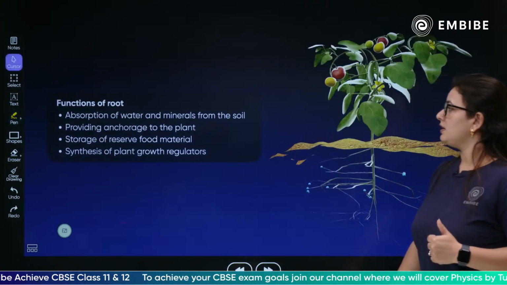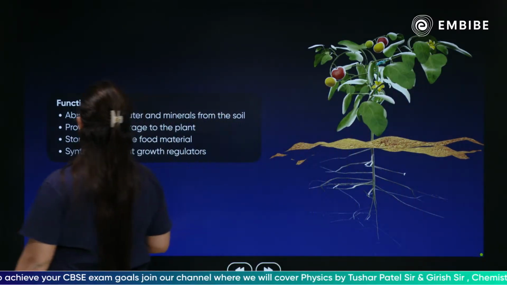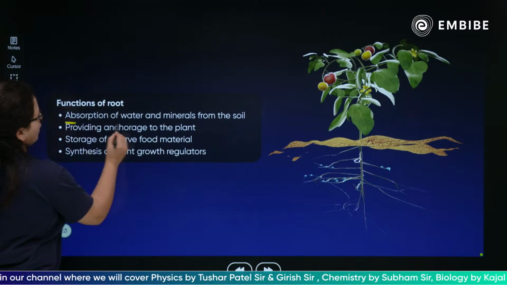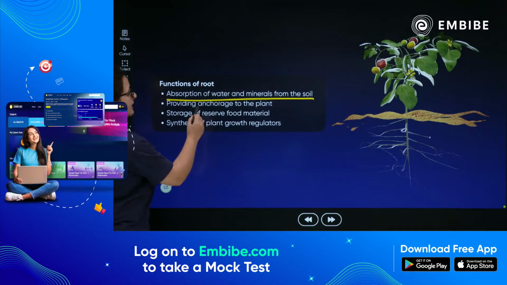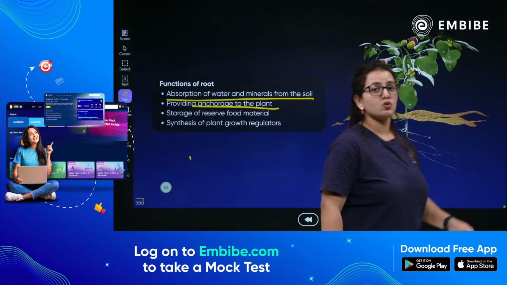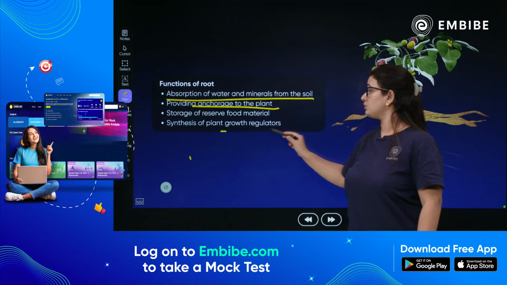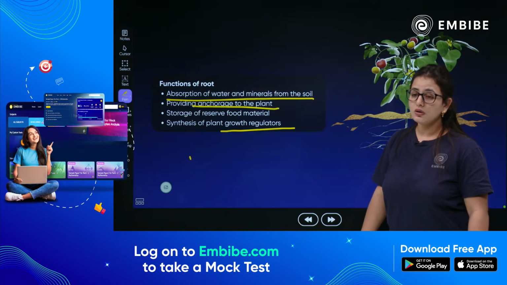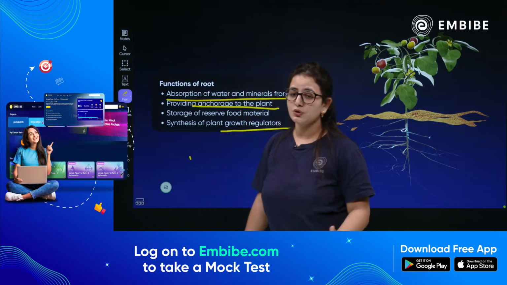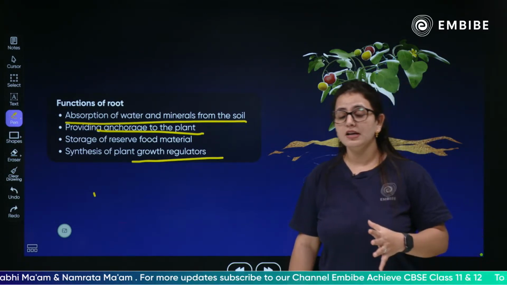Next we have the functions of the roots. We have already discussed them, but still we are going to discuss them. The functions of the roots are absorption of water and minerals from the soil, providing anchorage to the plant, and storage of reserve food material. The roots also act as storage for reserve food material, and also the synthesis of plant growth regulators. The root tip and the shoot tip give rise to plant growth regulators, PGRs, which we are going to study in physiology.